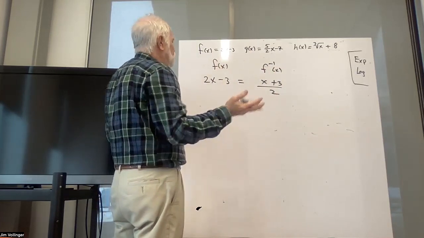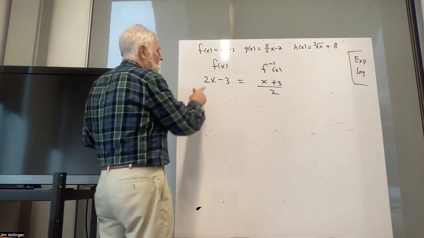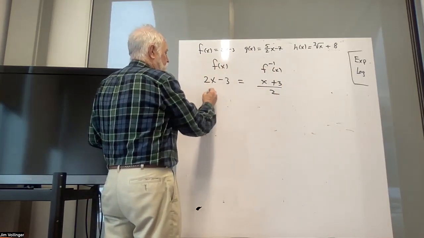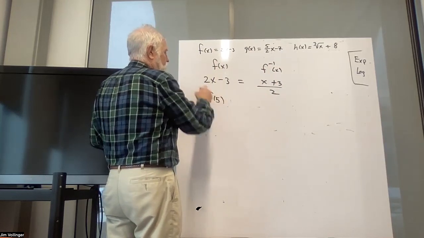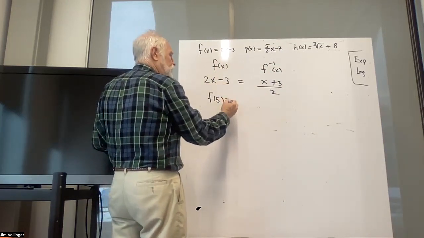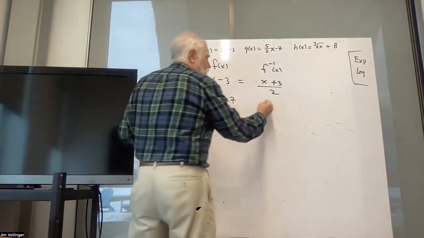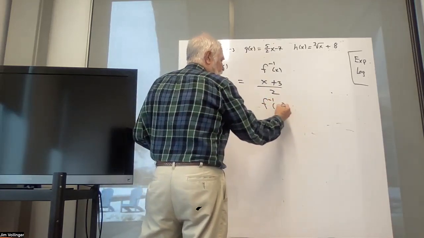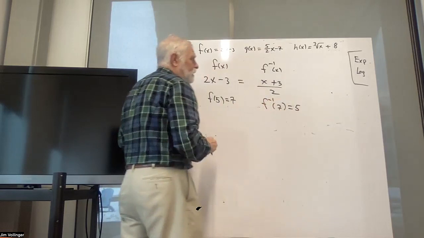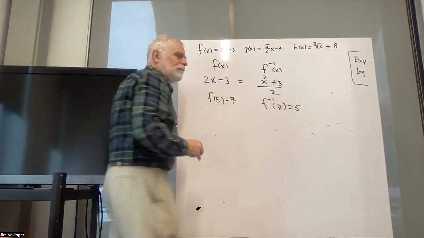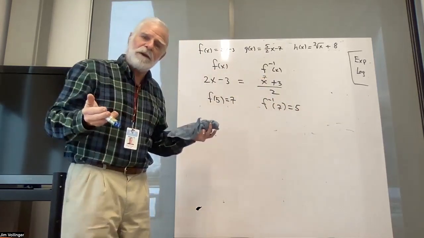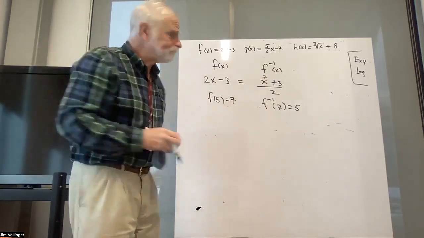And we can check it with some other random number. Let's plug in a 5. If we did f of 5, 2 times 5 is 10, minus 3 is 7. Therefore, the inverse of 7 has to come out as a 5. So we plug a 7 in. 7 plus 3 is 10. 10 divided by 2 is 5.